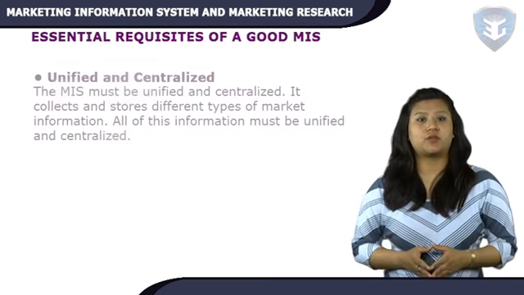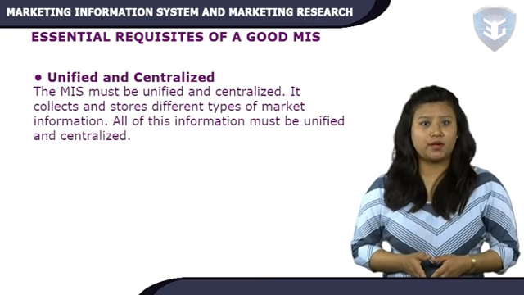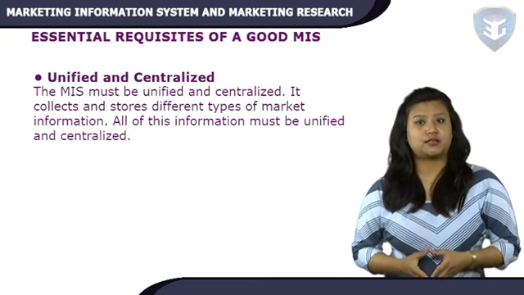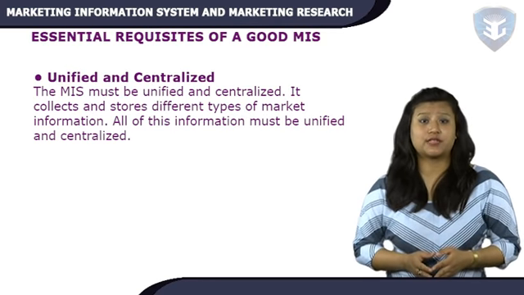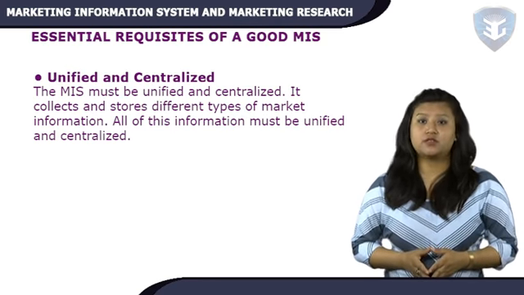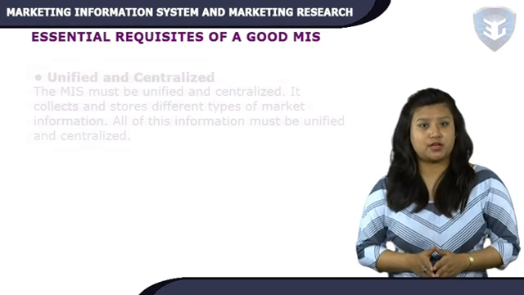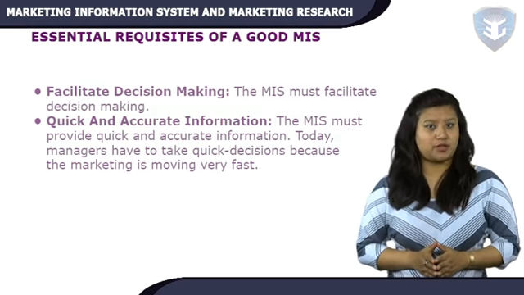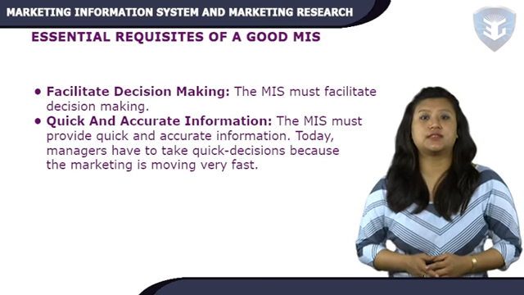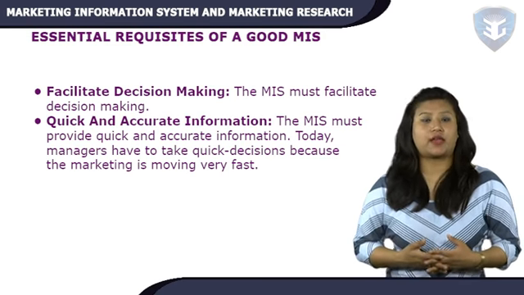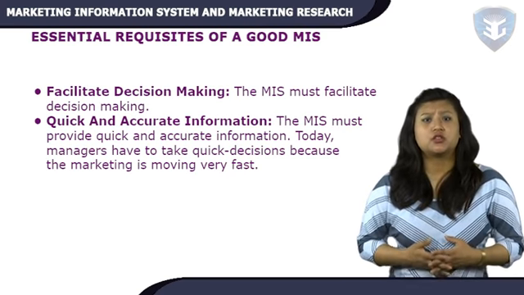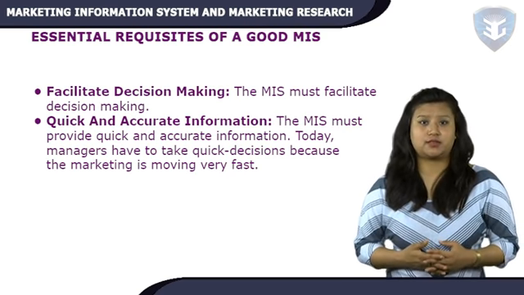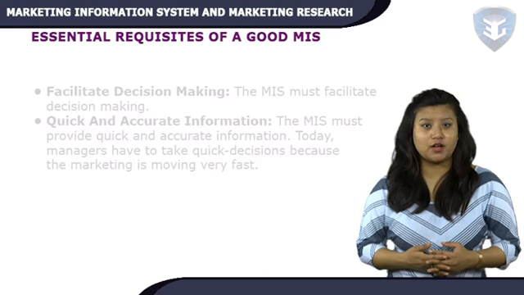We shall now talk about the essential requisites of a good MIS. Unified and centralized. The MIS must be unified and centralized. It collects and stores different types of market information. All of this information must be unified and centralized. Facilitate decision making. The MIS must facilitate decision making. Quick and accurate information. The MIS must provide quick and accurate information. Today, managers have to take quick decisions because the market is moving very fast.